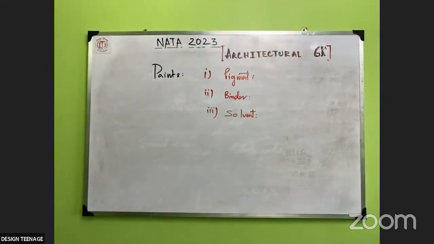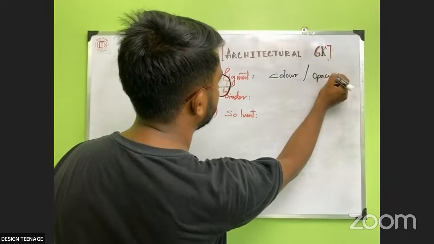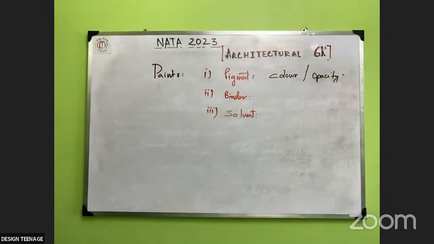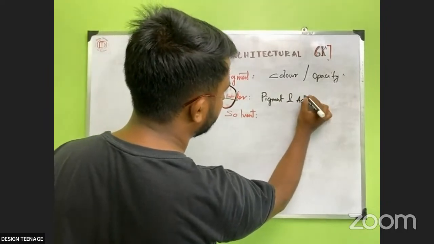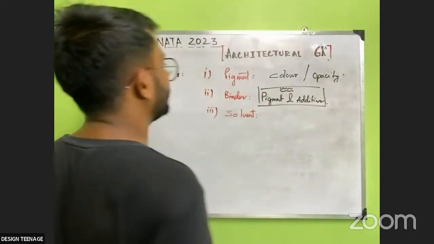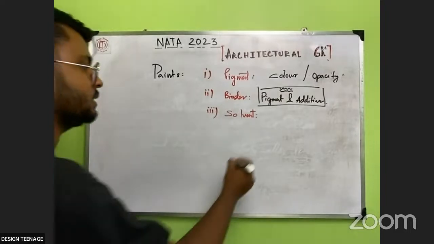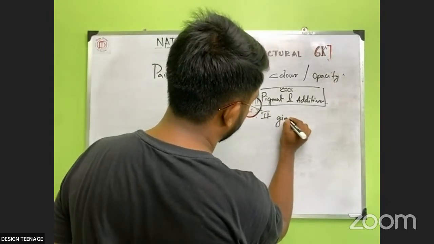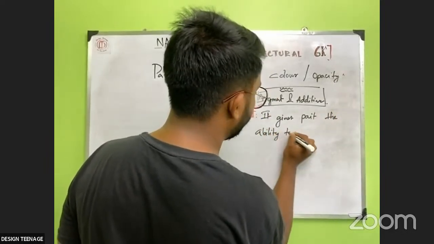Now, what is a pigment? We need to know this, very important. It gives the paint its color and opacity. What is a binder? A binder holds the pigment and additives together. Binder works as a holding, so they hold the pigment and additives together. Next one is solvent. What is a solvent? The name itself tells. It gives the paint the ability to be spread over a surface.